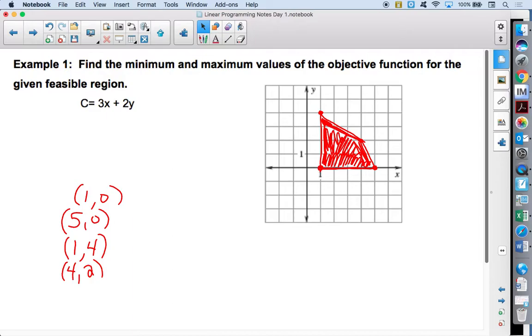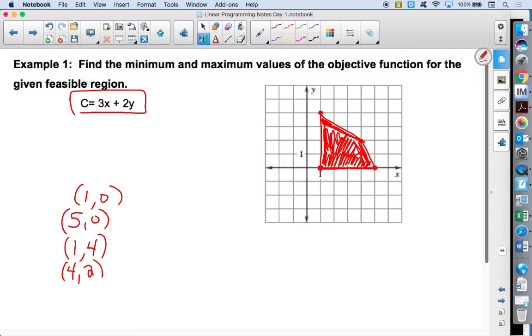So after we have a graph, you're going to have some kind of goal to use the graph for. So why am I graphing this? What does it mean? Generally, there's going to be a word problem to go along with it, and that word problem is going to have some kind of goal or objective. So remember, your objective is what are you shooting for? What are we trying to reach? In this case, the objective function is c equals 3x plus 2y.